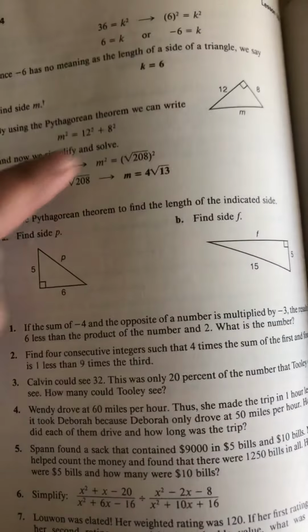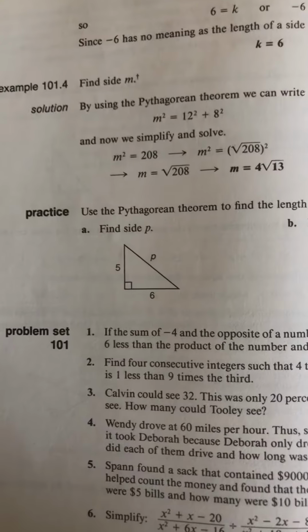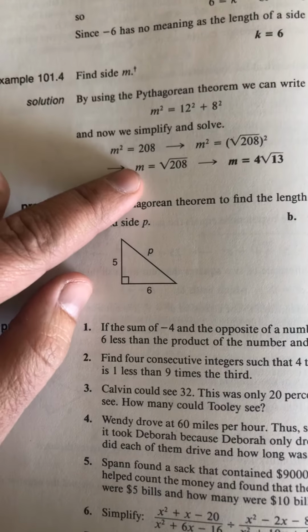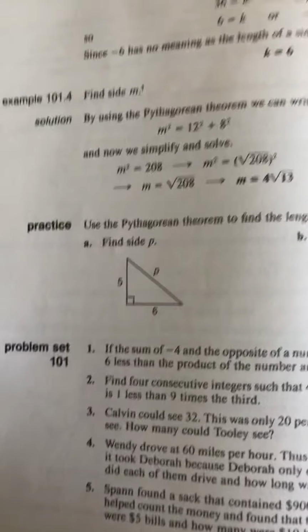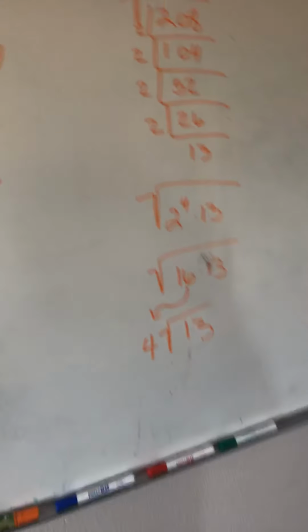Okay, so it's basic. It's just m squared equals 12 squared plus 8 squared. Okay, so then you get m squared equals 208, and what do you do with that at that point? How do you get 4 times the square root of 13? So let me look over here on the board with you and just remind you.